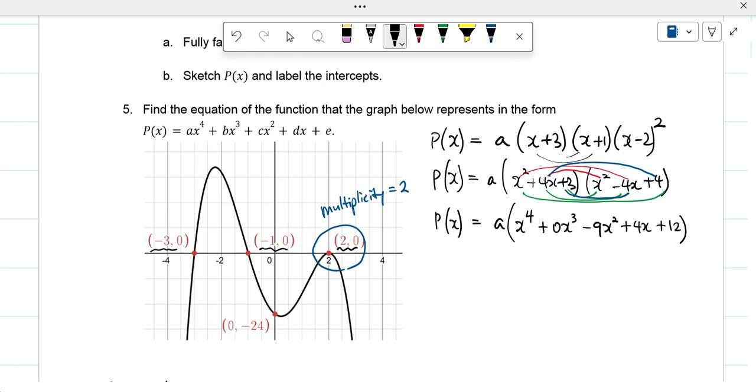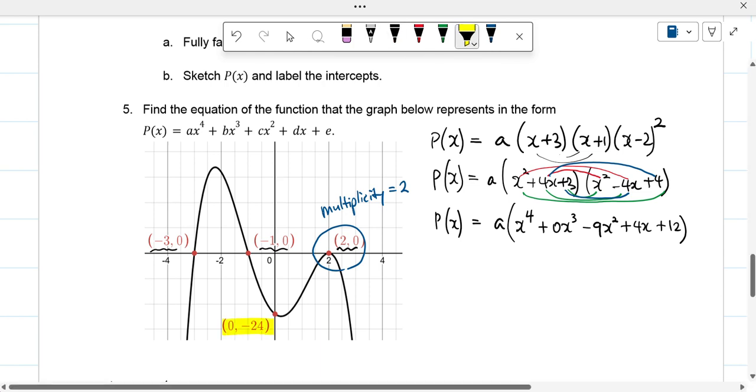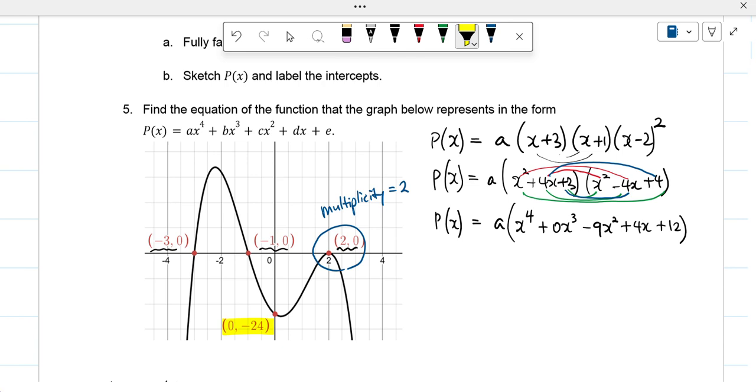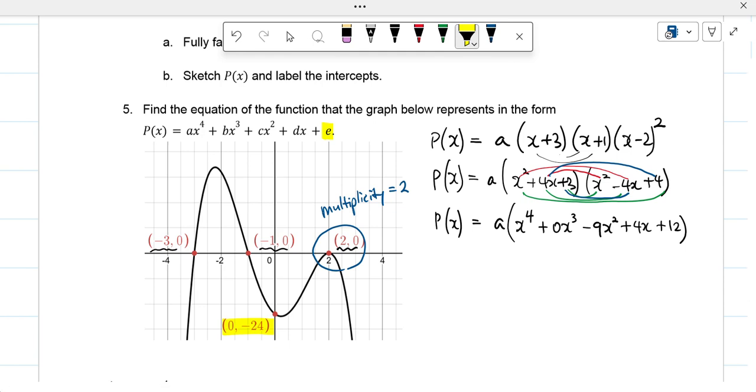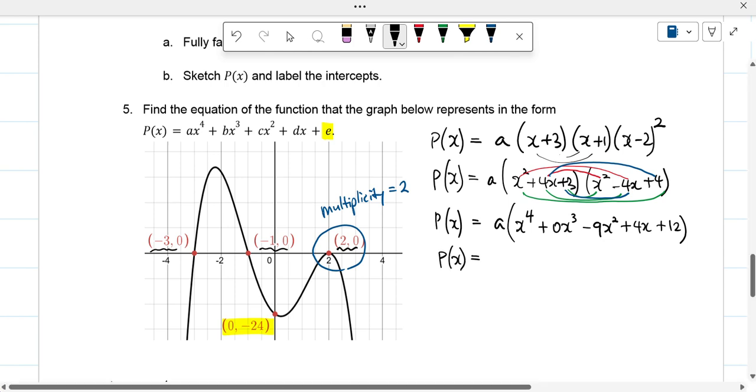Now my final step is to find the a value. How do I find the a value? Well, one information that we didn't use yet is the y-intercept 0, negative 24. The y-intercept comes from the e value, the constant. Right now, if I suppose that a is 1, the e is 12. The constant is 12. So what should be my a value? Negative 2. So let's put a equals negative 2.